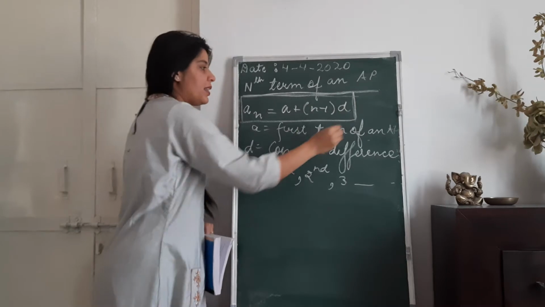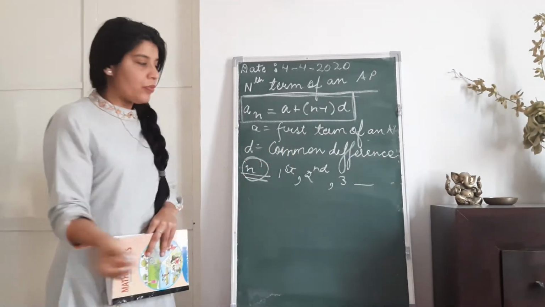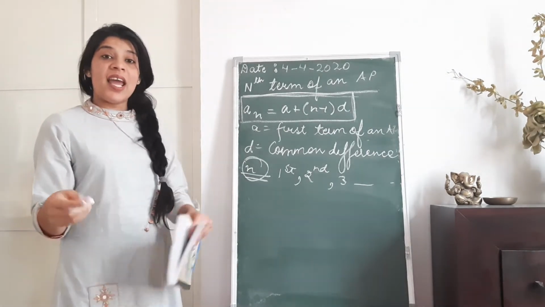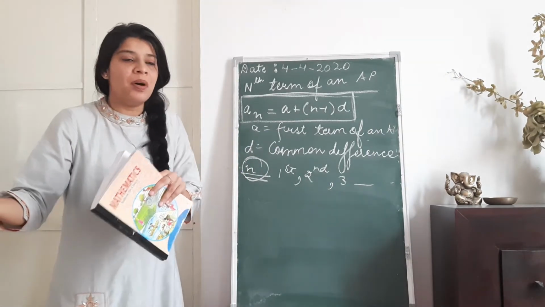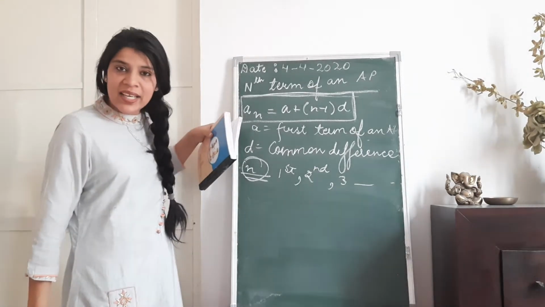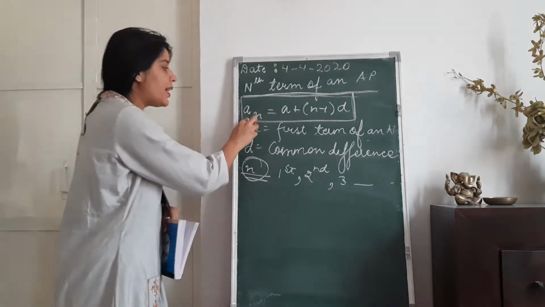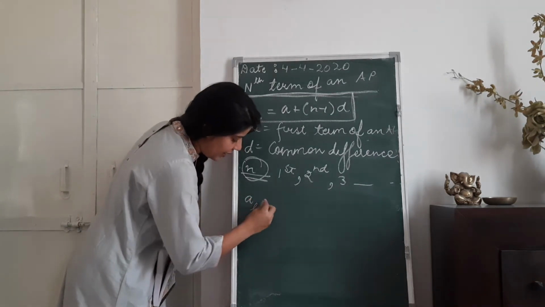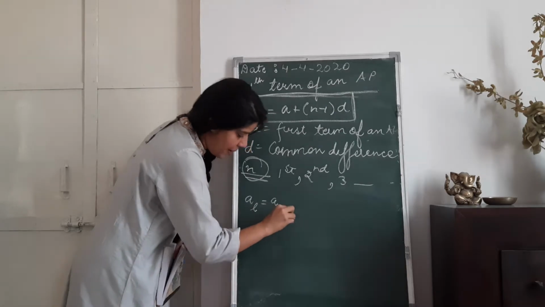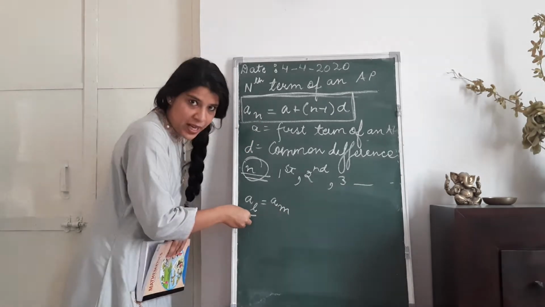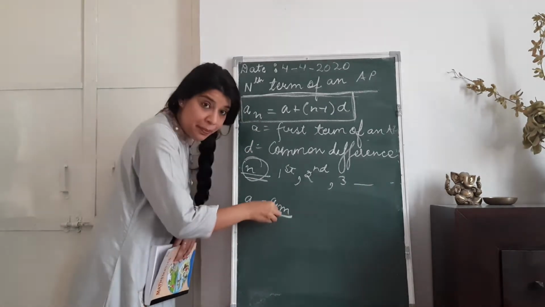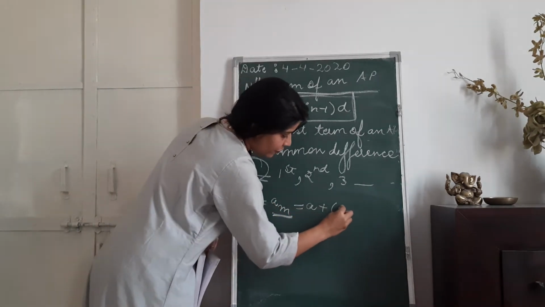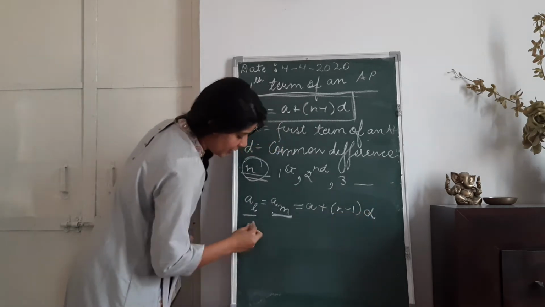If for example there are m terms in an AP, then the mth term will be the last term of that AP, right? So that mth term is often denoted as al is equals to am, where al is the last term of an AP which has m terms in it, which is equals to a plus m minus 1 into d.